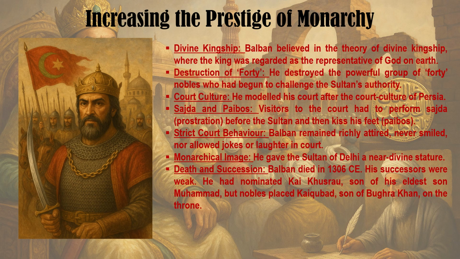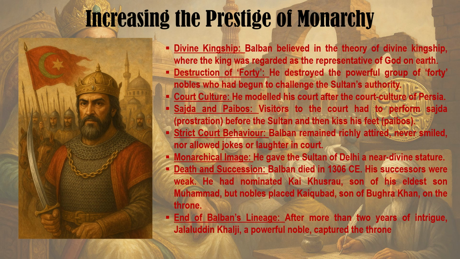Death and succession. Balban died in 1306 CE. His successors were very weak. He had nominated Kai Khusro, the son of his eldest son Muhammad, but nobles replaced him with Kaikubad, the son of Bughra Khan, on the throne. So he nominated his grandson to be the ruler, but nobles made Kaikubad, the son of Bughra Khan, the emperor. So that was the end of Balban's lineage.